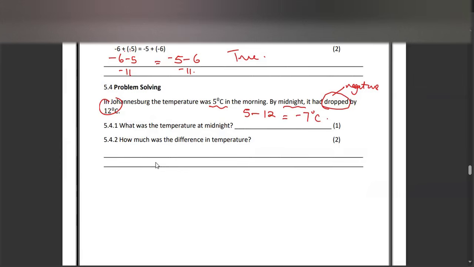And then how much was the difference in the temperature? When you're looking for the difference in temperature, you get the highest, and then we minus the lowest. So I don't know why they asked this question, because we're already seeing the difference here. Okay, so if the highest was 5 minus negative 7, this becomes 5 plus 7, which is 12. So it dropped by 12 degrees. So that is already the difference.